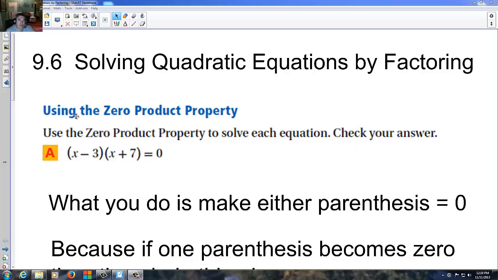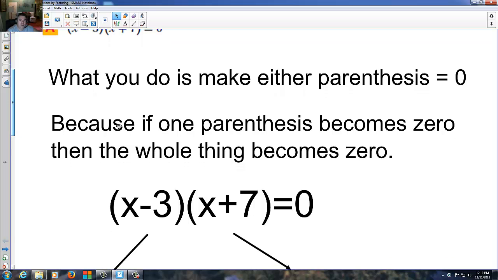Okay. Using the zero product property. Use the zero product property to solve each equation. Check your answer. In other words, it says x minus 3 times x plus 7 equals 0. Provided you make either one of these guys 0, anything times 0 is 0, so all I have to do is make one or the other 0. As it says here, because if one parenthesis becomes 0, then the whole thing becomes 0.